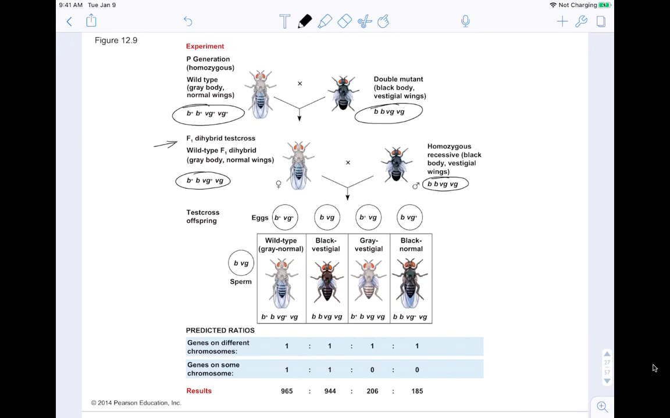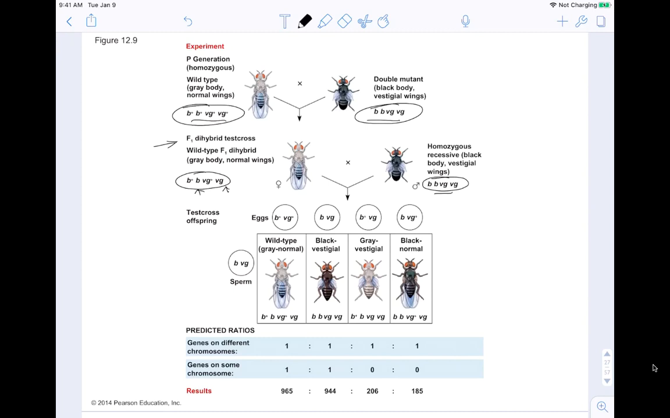Then you also have the homozygous recessive, which is the black body with the vestigial wings. So notice that this is exactly the same. And notice that over here we're actually missing a plus sign. But that just means that that's the dominant. So that's okay. And we're missing the B here. So these are our heterozygous. This is the wild type F1 heterozygous because it's a mix of the parents.